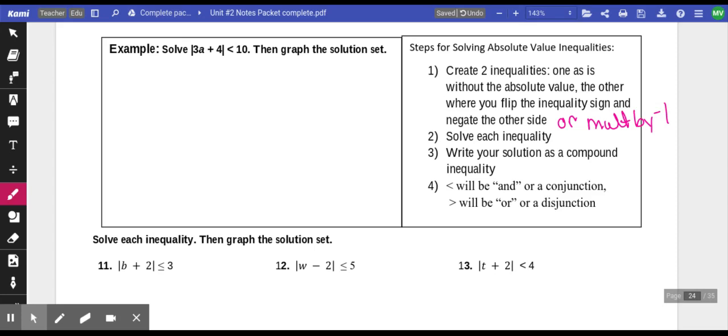Then I'm going to solve each inequality and write your solution as a compound. Now, this is very important to remember. Whenever we have a less than absolute value, it's going to be and. Greater than will be or.